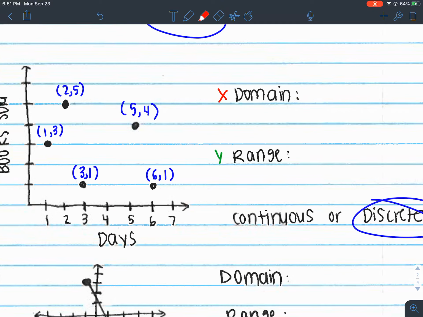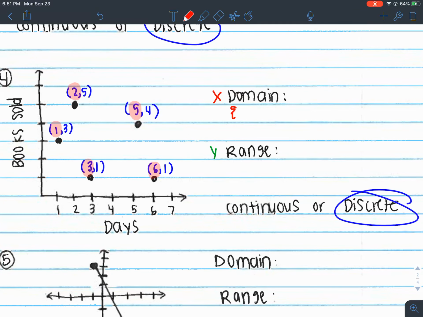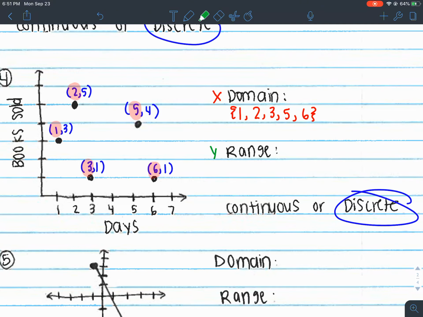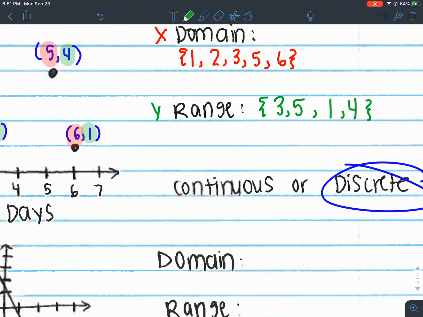So again, we're going to be listing our values here, so I'm going to highlight all of my x values. And I like to go from least to greatest, so I'm going to start with 1, 2, 3, 5, and 6. And then all my range values are going to be all of my y values. So I'm going to highlight all of those. So I have 3, 5, 1, 4, and then I also have 1 again. Now it's not going to be wrong if you list 1 again, but you also don't have to list 1, and I'm just not going to. It's just kind of a waste of time for me, so I'm not going to do that. And I'll go ahead and list this from least to greatest.